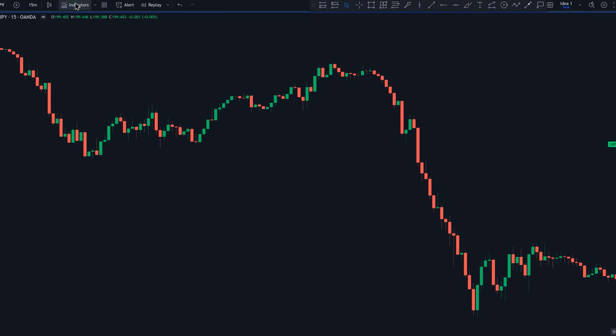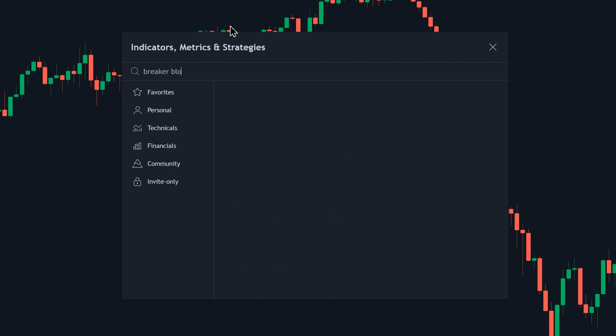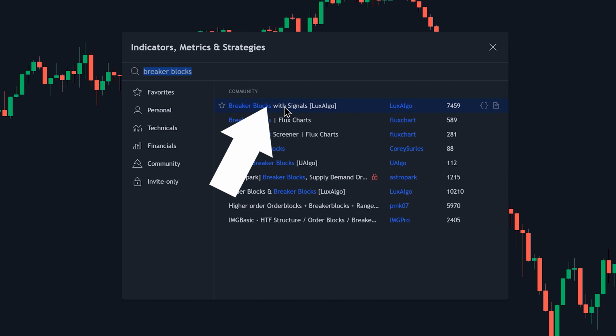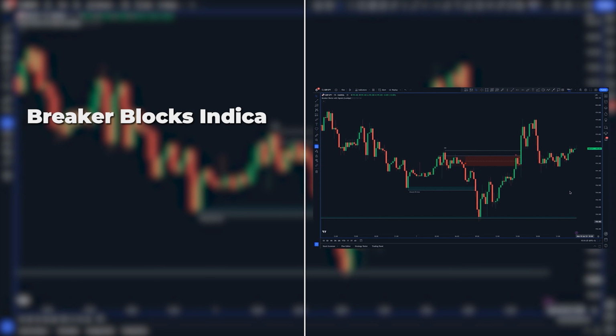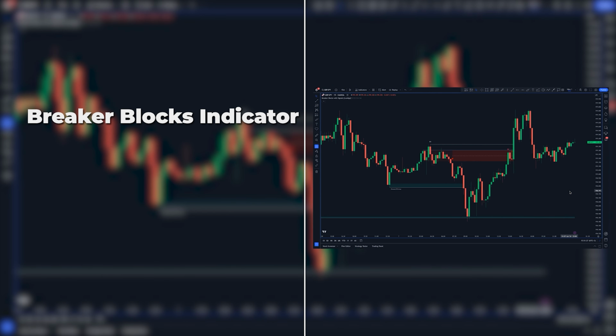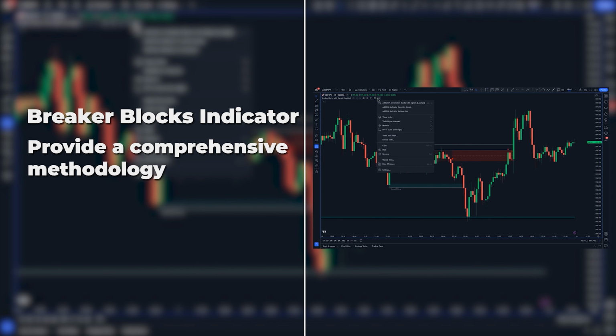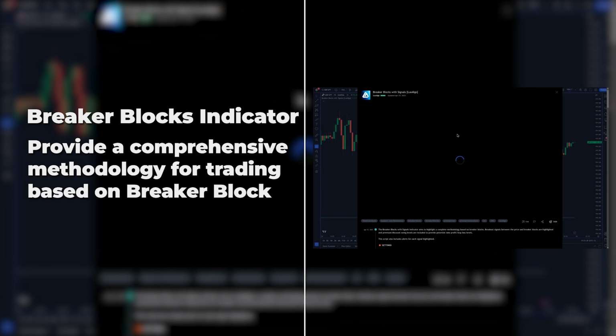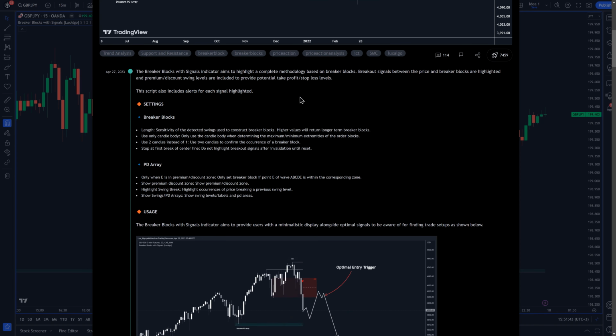Next, click on Indicators and type in Breaker Blocks. And you want to select this one by Lux Algo. Now, the Breaker Blocks indicator by Lux Algo is designed to provide a comprehensive methodology for trading based on breaker blocks. This raises a super important question, which is, what exactly is a breaker block?